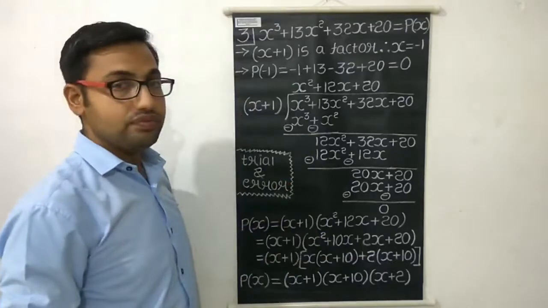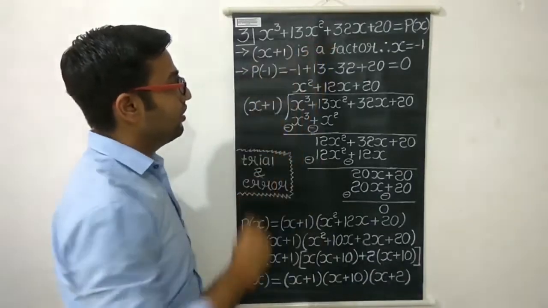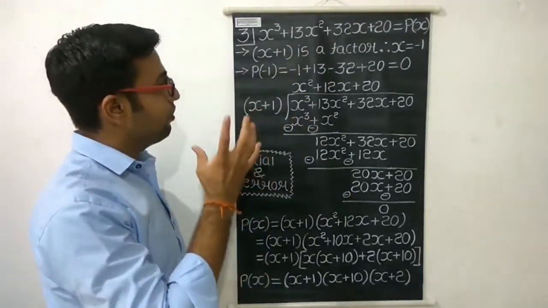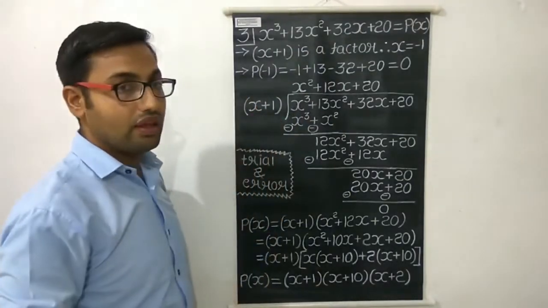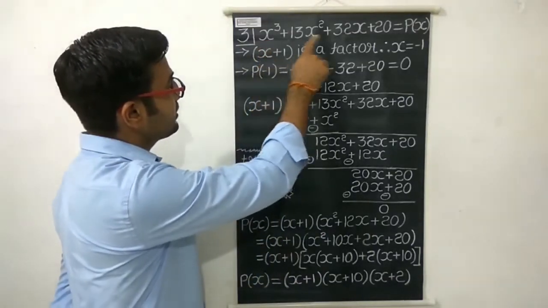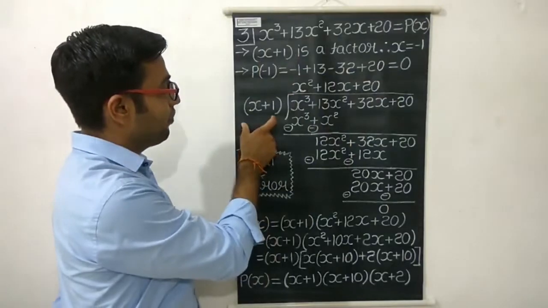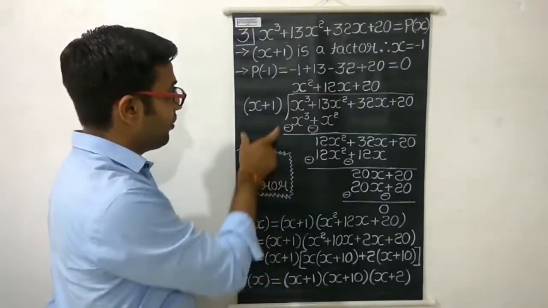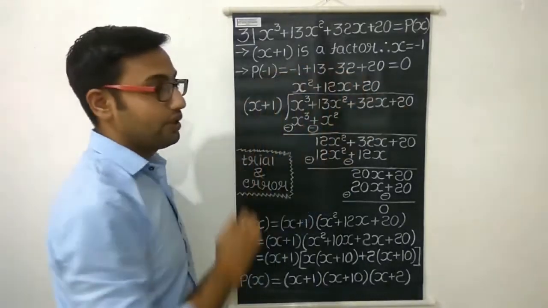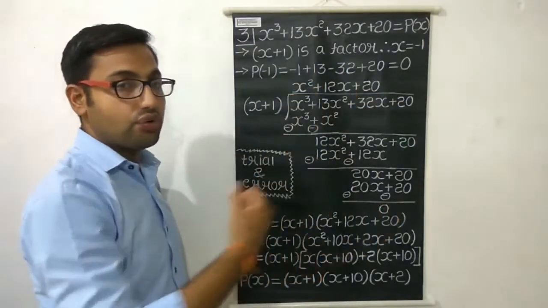So in this way, whenever we cannot take anything as a common factor from the given polynomial, we have to use this trial and error method. First of all, we have to decide one of the factors. If we take one of the factors and by putting the value of x in this polynomial, the remainder becomes 0, then that will be one of the factors of this polynomial. And then we have to divide this given polynomial by that factor so that we can find this quotient polynomial. And by factorizing this quotient polynomial, we get the other two factors.